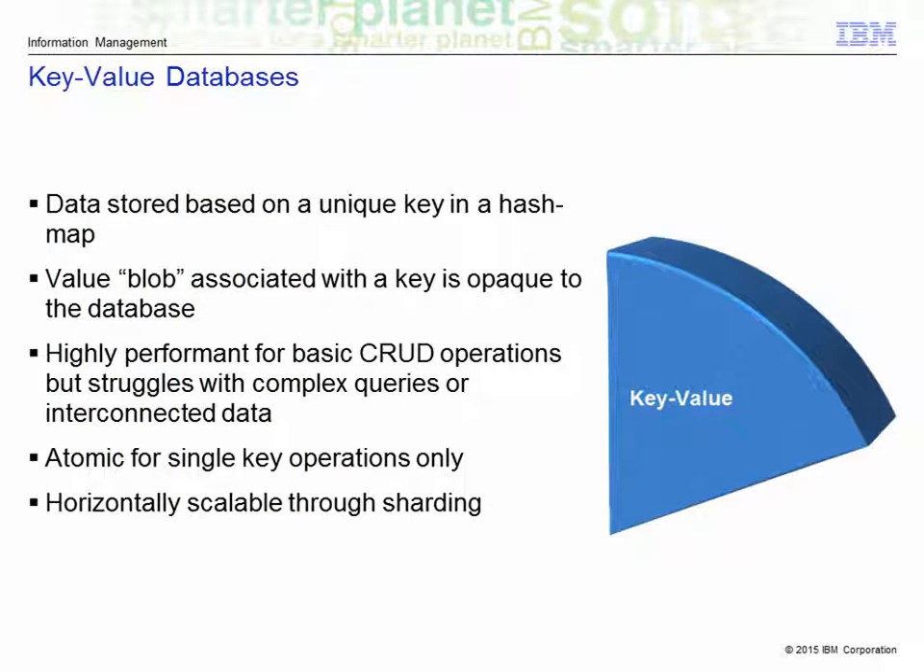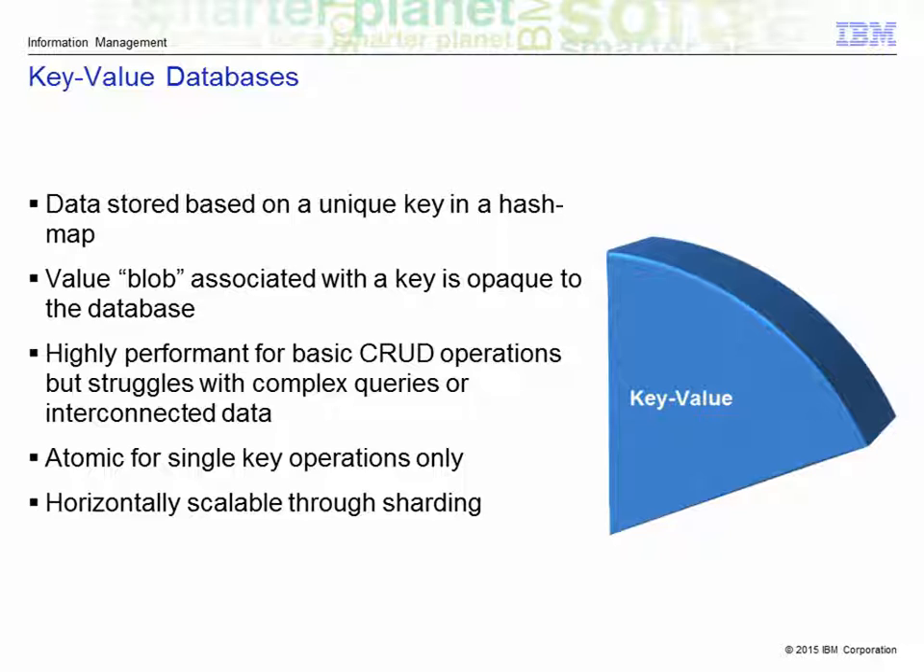Key-value databases are the least complex of the NoSQL databases. All data is stored with a key and an associated value blob. Because key-value stores are represented as a hash map, they're powerful for basic create, read, update, delete operations, and these databases typically scale quite well and shard easily across X number of nodes. Each shard would contain a range of keys and their associated values.